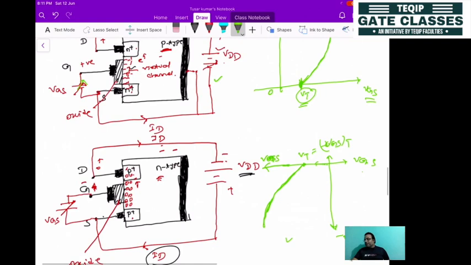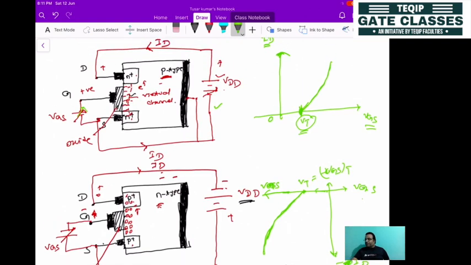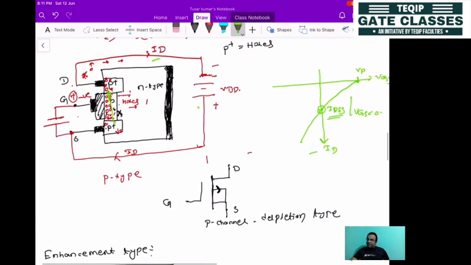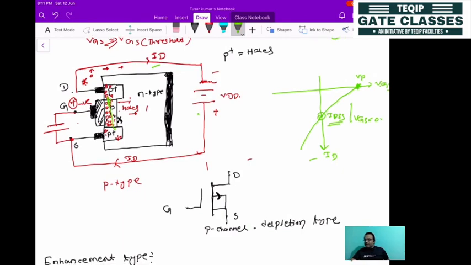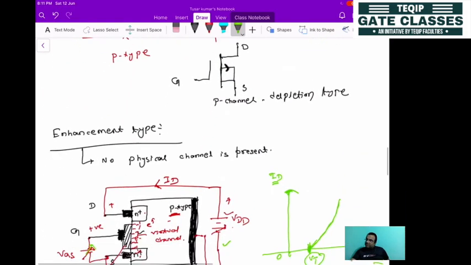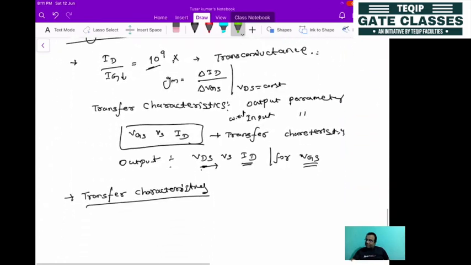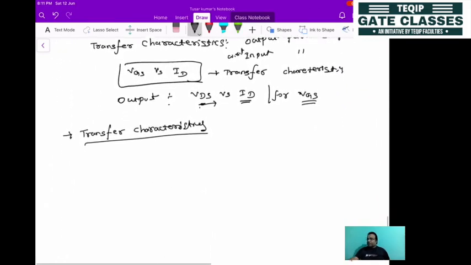If you compare here the enhancement type MOSFET, the VGS has to reach the threshold value in order to make the device on. However, in the depletion type, the device will be on even if VGS is 0, because as there is a physical channel, a small amount of current will be flowing. This is the reason why enhancement type MOSFETs are preferred compared to depletion type MOSFETs as far as power electronics applications are concerned.